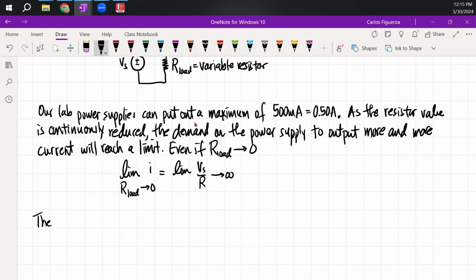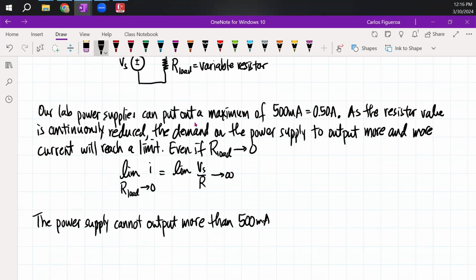So the power supply cannot output more than 500 milliamps. This is a limitation of the power supply.